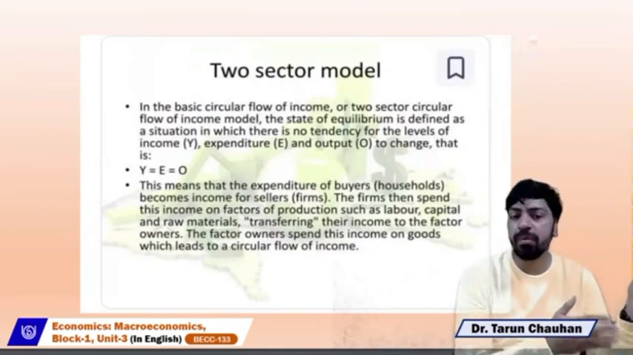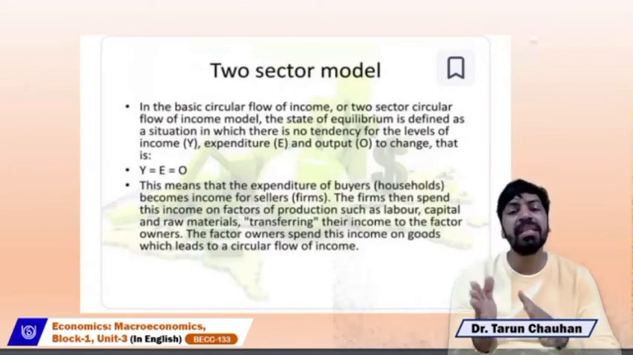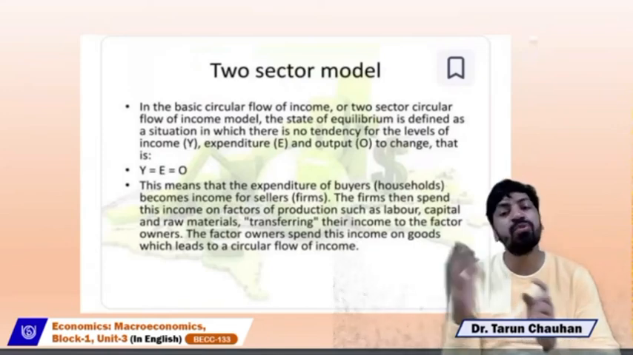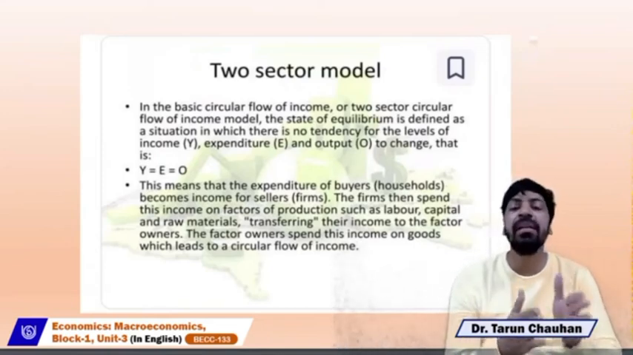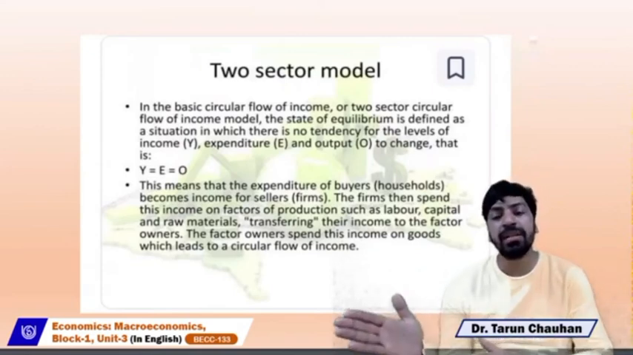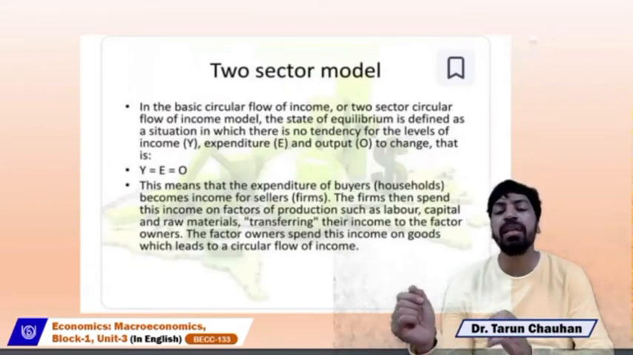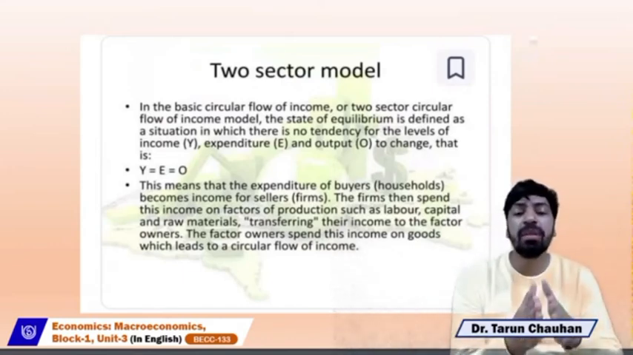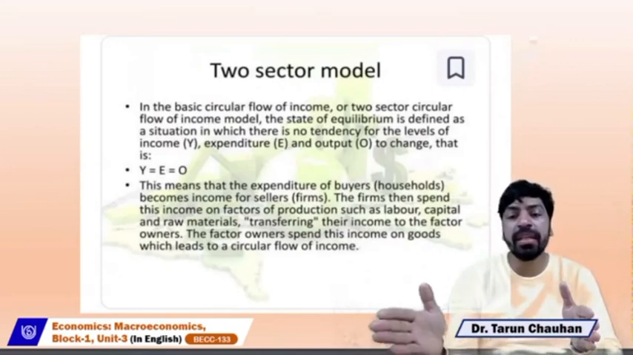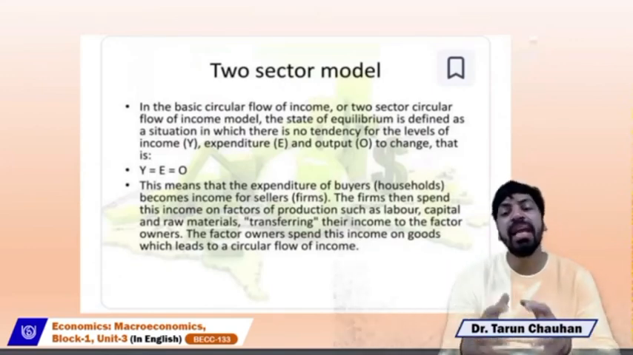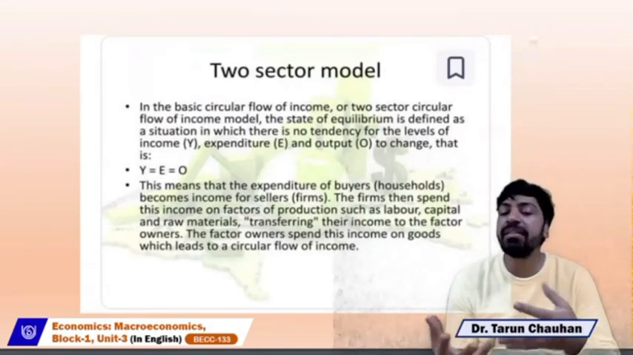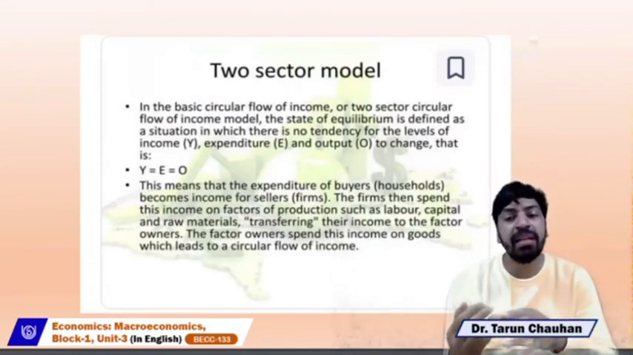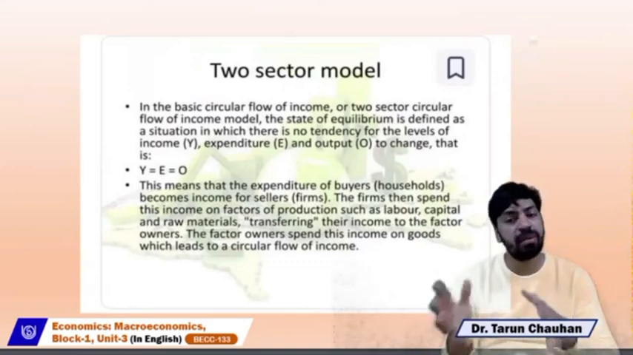The household provides the four main factors of production to the businesses, such as land, labor, capital, and entrepreneurship or organization, or technology. The household provides all these factors of production in exchange for income. And now the question arises, what would the income be? That would be wages, rent, interest, or profit.